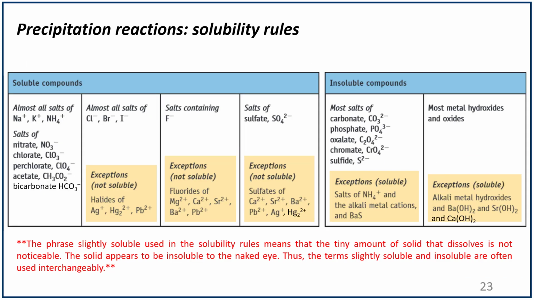Now it will be up to you to basically memorize these solubility rules. So this is a slide which contains all of the solubility rules that I have collected in all of my references. Now when it says here slightly soluble, let's say for example silver chloride, which is in all salts of chlorine, bromine, and iodine are soluble except silver chloride.